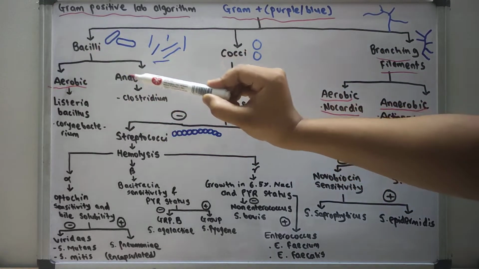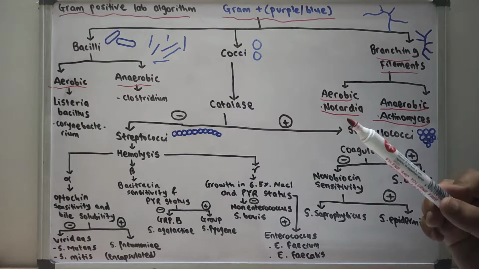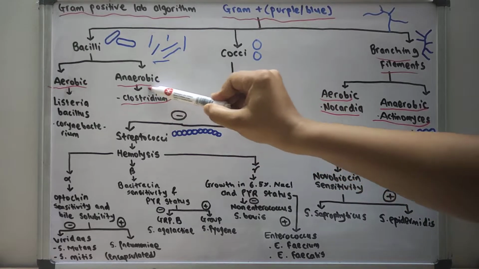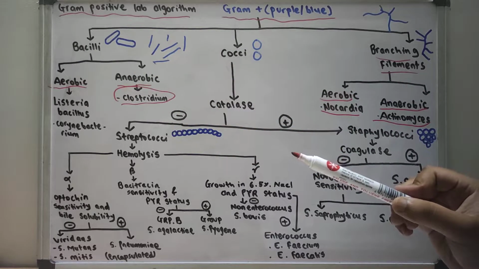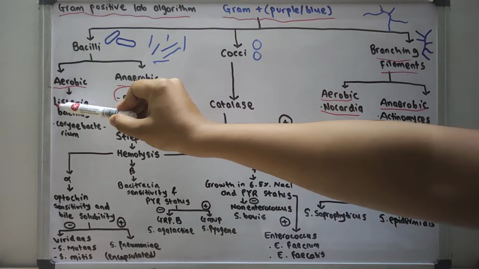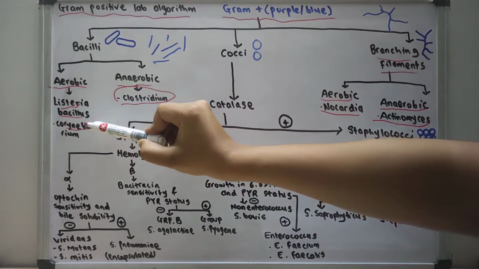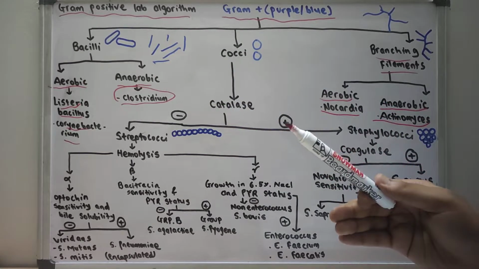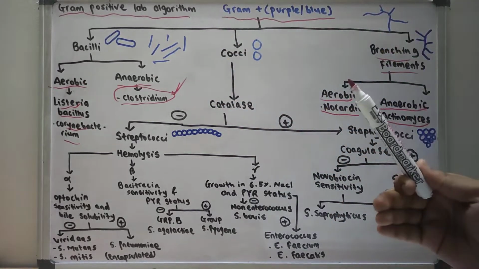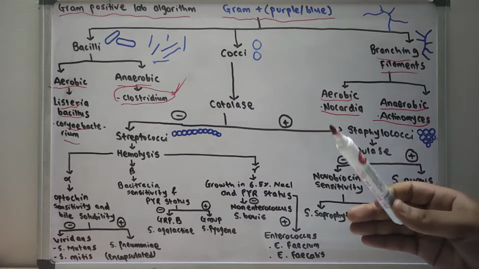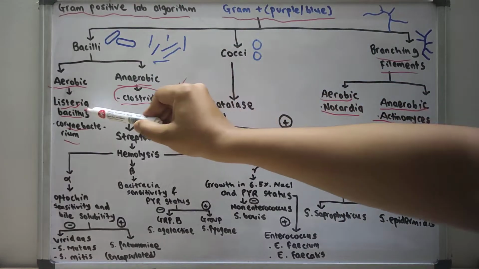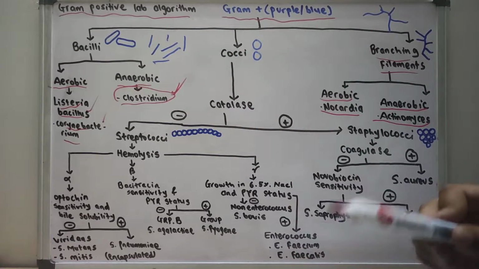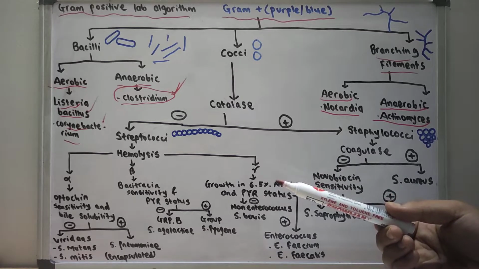The gram positive bacilli again can be divided into two types. That could be aerobic and that could be anaerobic. The anaerobic gram positive bacilli are the Clostridium species, whereas the aerobic gram positive bacilli are Listeria, Bacillus and Corynebacterium. So these are the examples of the aerobic and anaerobic gram positive bacilli.